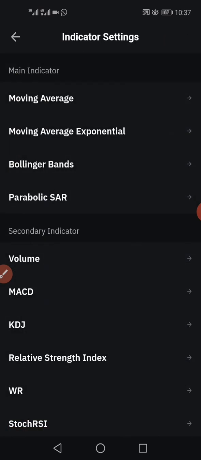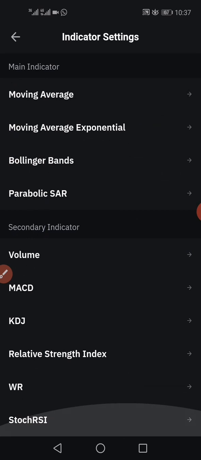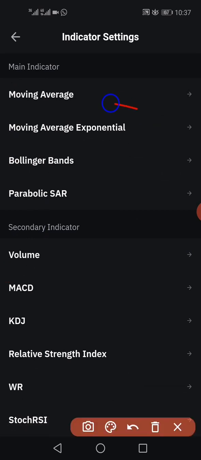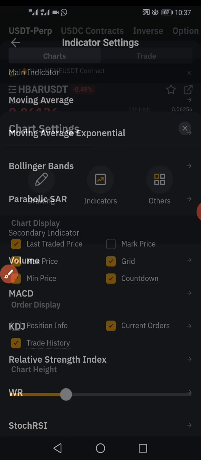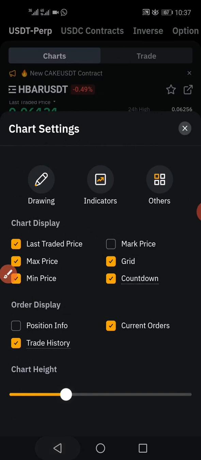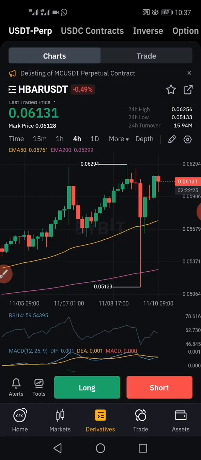Now I've set it. I'm only using moving averages for now. I'm not using any other indicator. Just the exponential moving average is what I'm using for now. So just follow me through. I'll go back. Now the chart is set. You can see the moving averages.